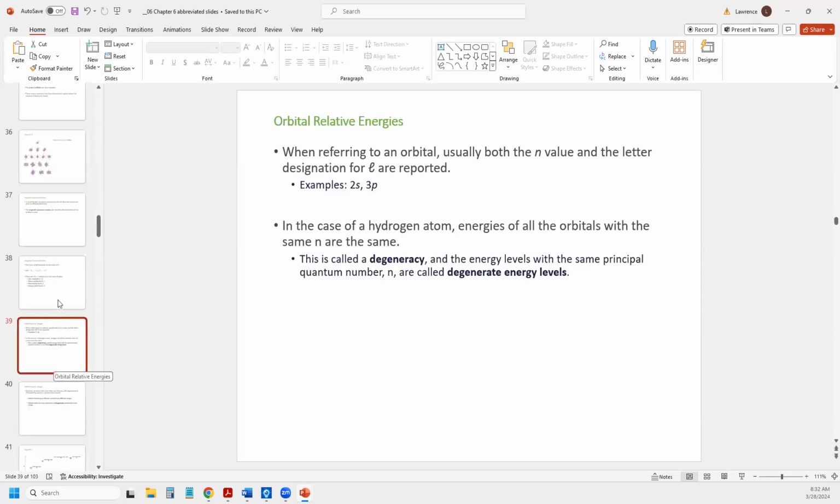And then finally, degeneracy. We need to talk about this. When referring to an orbital, we usually need the n and the l. So I was talking about that earlier, a 2s orbital or a 3p orbital or a 3d orbital. In the case of the hydrogen atom, all the orbitals within n have the same energy. They're all like that 1s orbital.